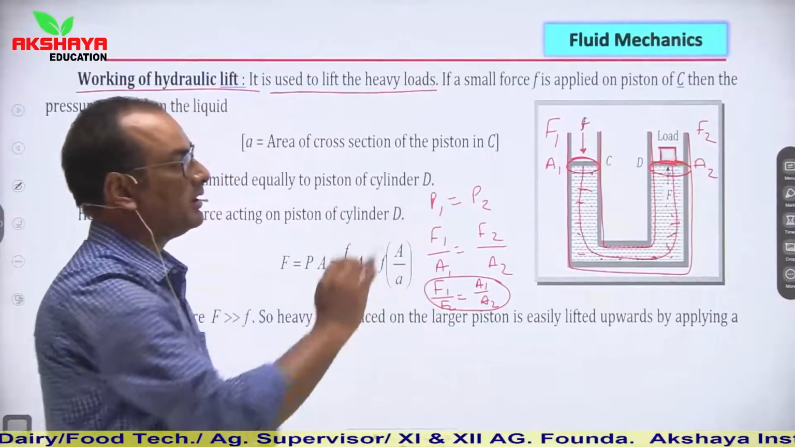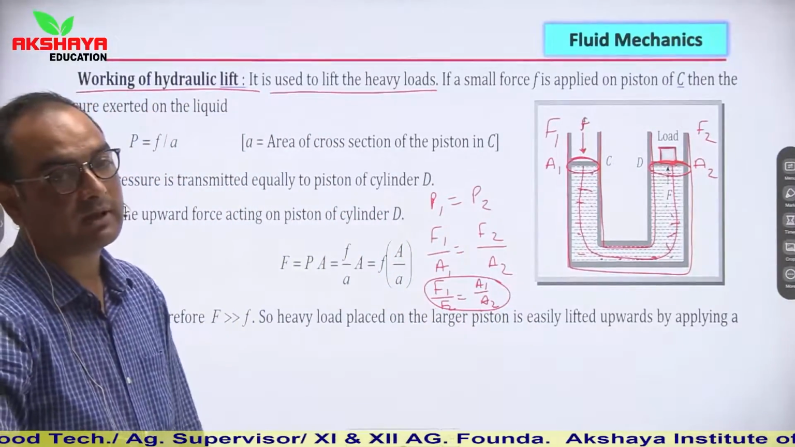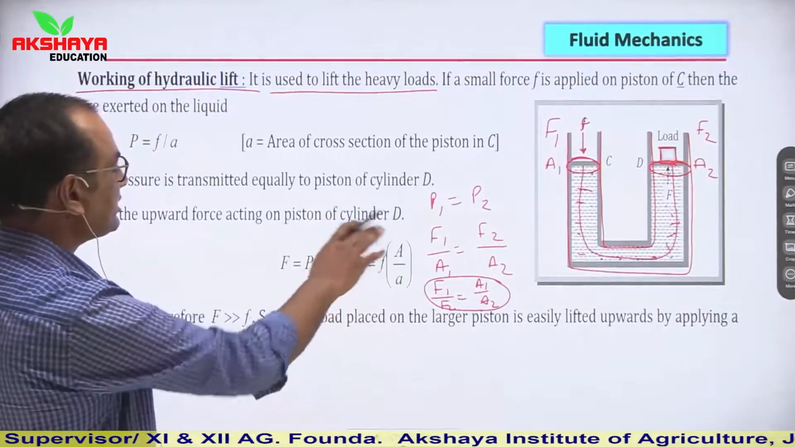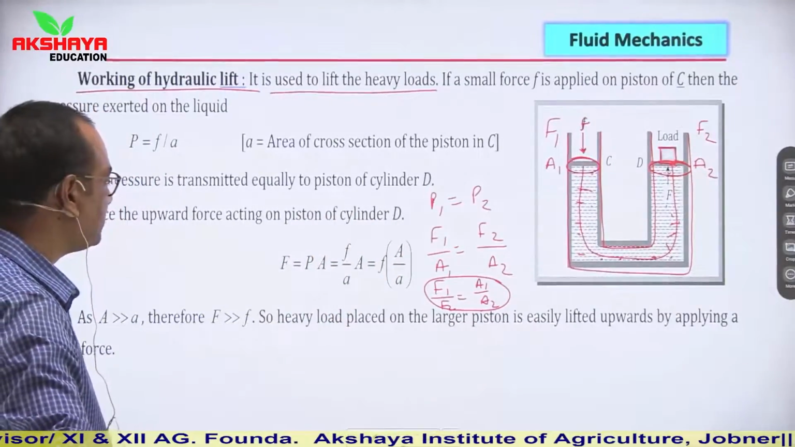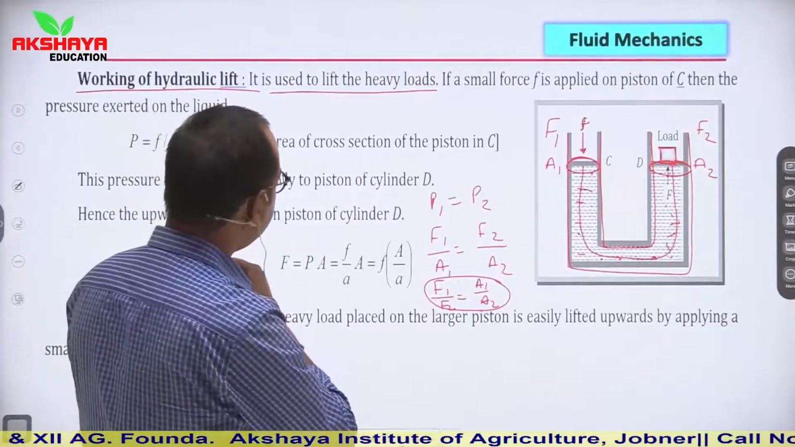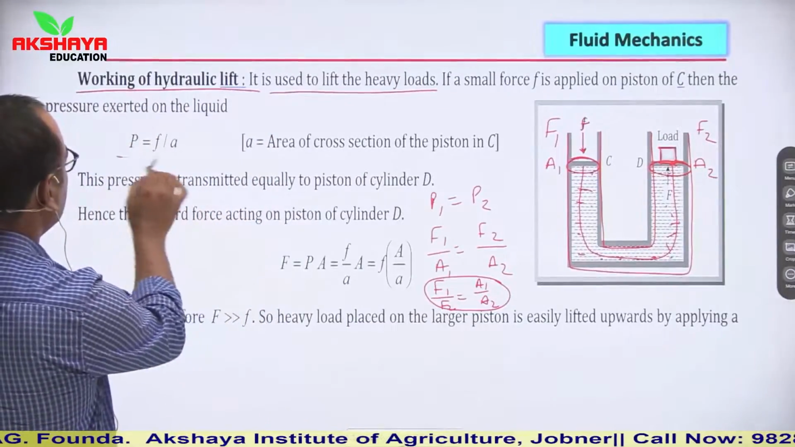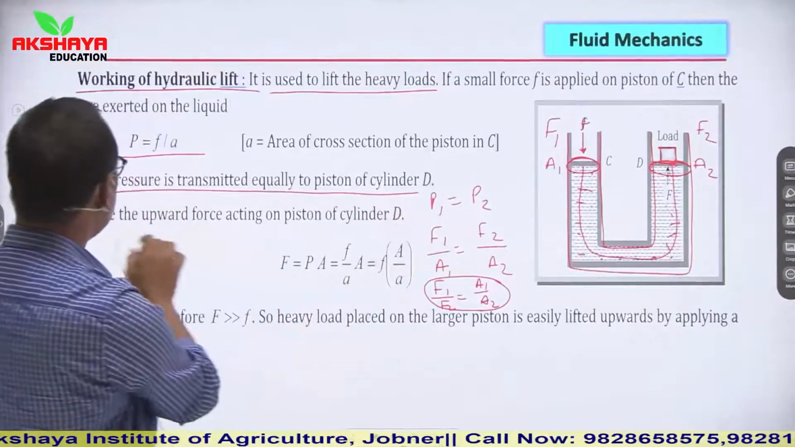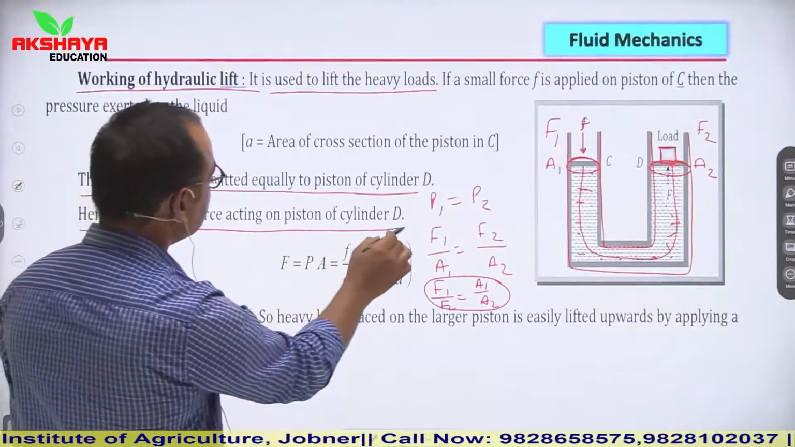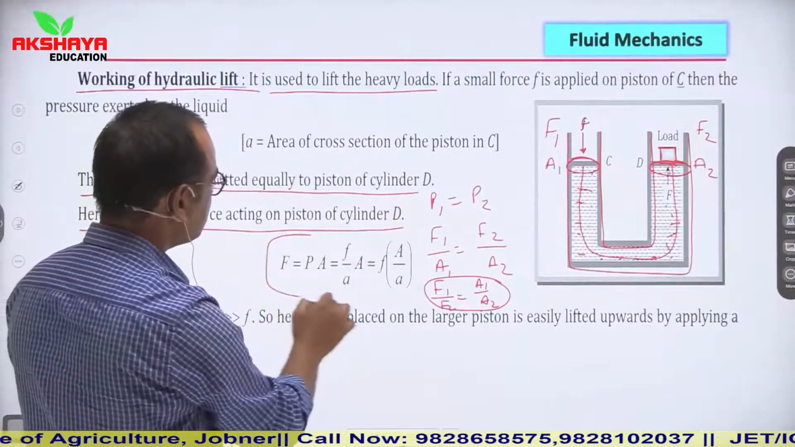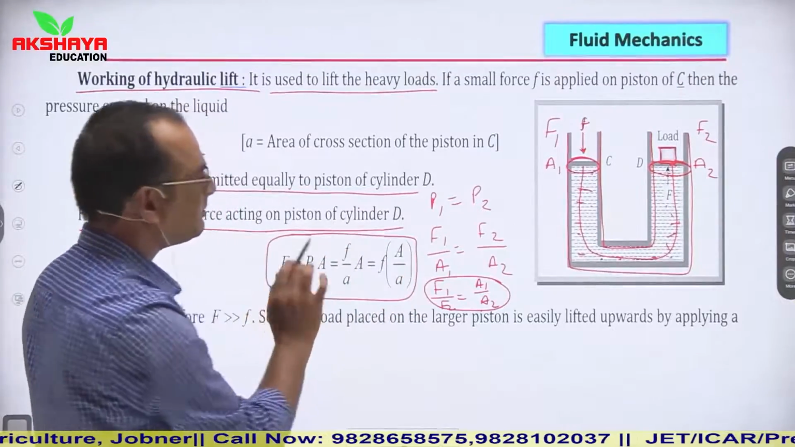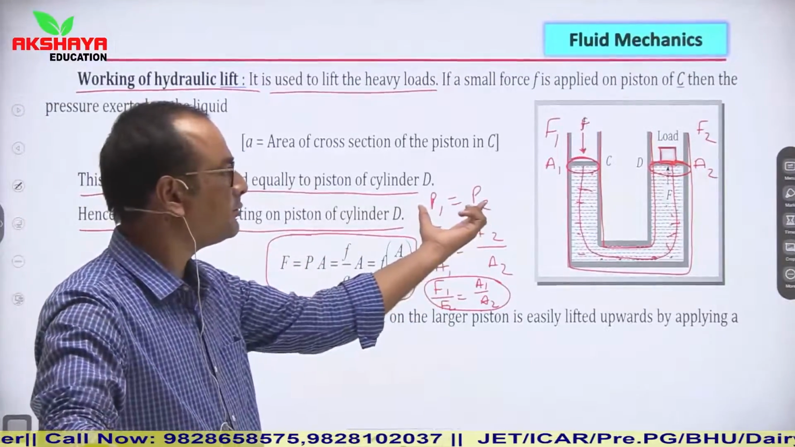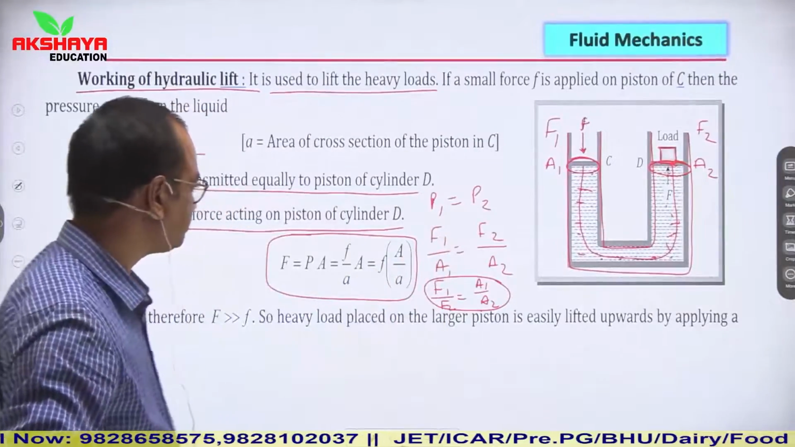It means the larger the area of cross section, the larger the force applied. So this is the general concept which we can calculate from here. And so this pressure is transmitted equally to the pistons of cylinder D. Hence, the upward force acting on the piston of cylinder D is this. So you can calculate this relation. The simple concept which I am making you understand is that pressure at both the points will be equal.